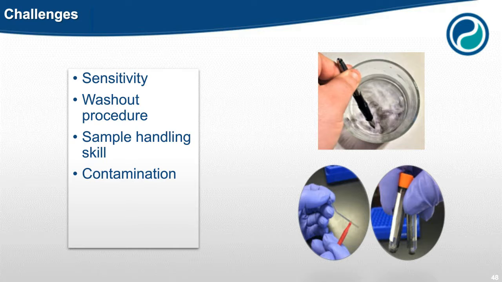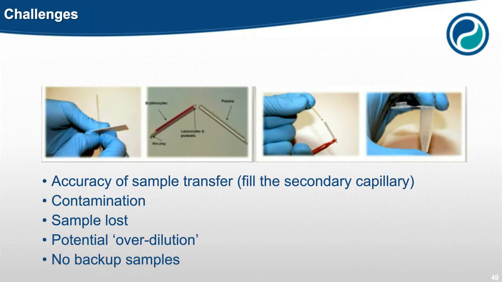We saved a lot of blood or biomatrices, but there comes a price. That is, the sample handling is much more challenging than the usual conventional way to collect the samples, and that can cause potential contamination. So the accuracy of the sample transfer is key during the sample collection procedure at the animal facility.